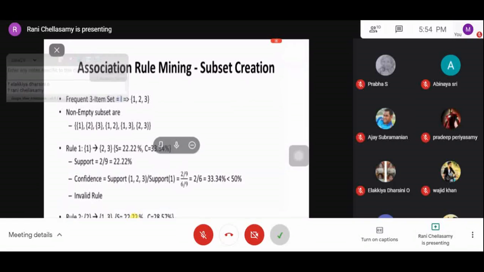So if 2 is taken on the left hand side, what is I minus S? You are taking 2, so leaving 2, you are having 1 and 3 on the right hand side. Okay, fine. So the support will always be the same, 22.22%.